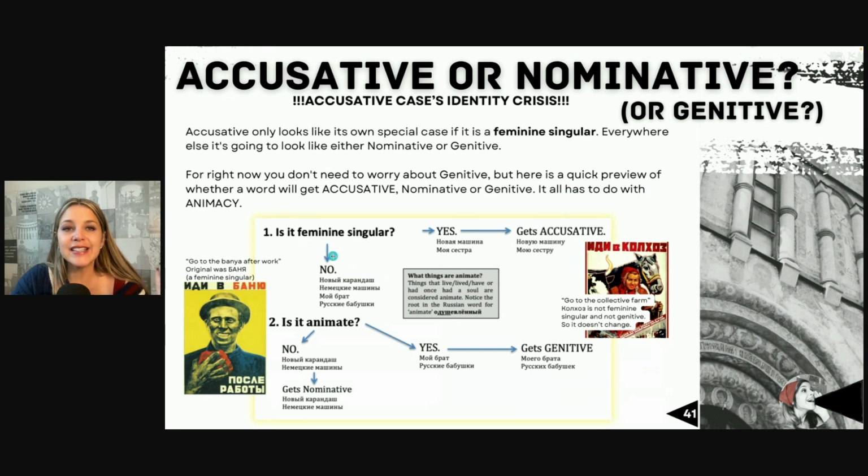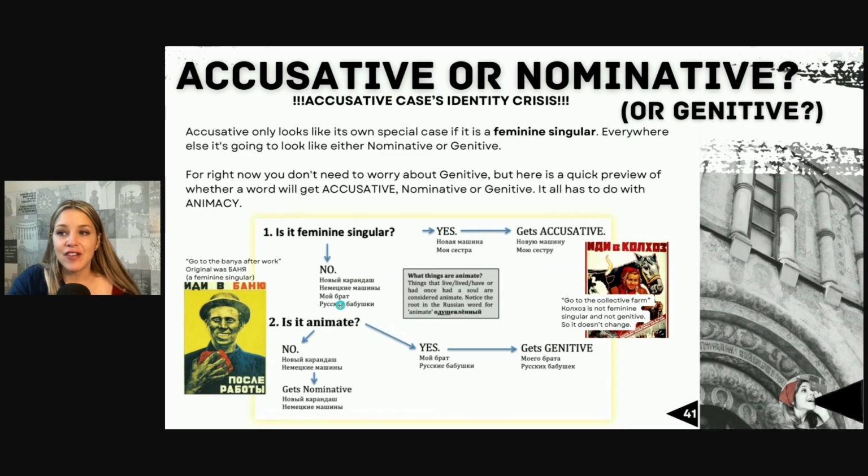So, does it need accusative? Is it going to look like "ooh, you, ooh"? Is it going to look like that accusative case? So we ask ourselves, is it feminine singular? Yes. Then it gets our good old-fashioned accusative, which would be novaya mashina goes to novuyu mashinu. Moja sestra goes to moju sestru.